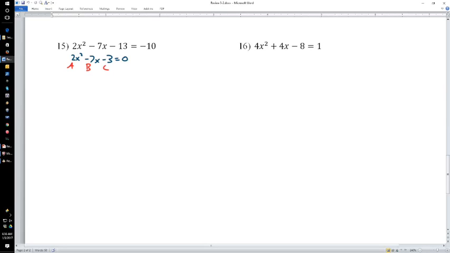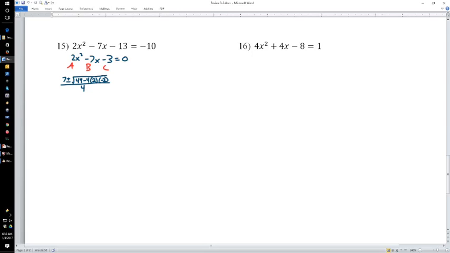So negative b, so negative 7 is positive 7 plus or minus the square root of b squared. 7 squared is 49 minus 4 times a, which is 2, times c, which is negative 3. All divided by 2 times a, which is 2 times 2, that's 4. All right. And from here, same process. Multiply out the radical, reduce it from there, and just reduce and reduce until you can't anymore.